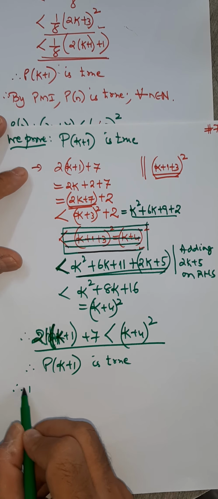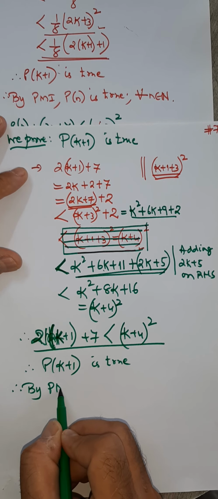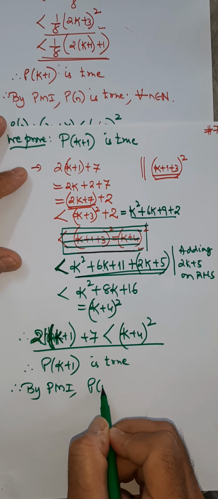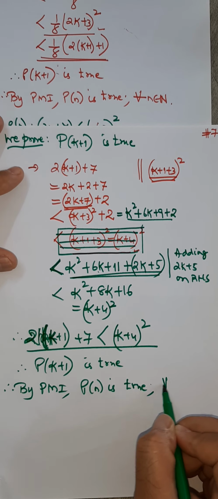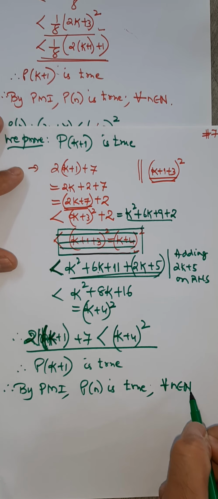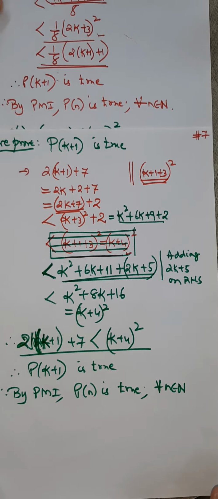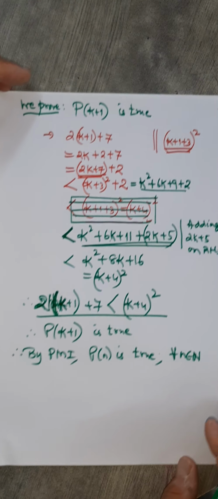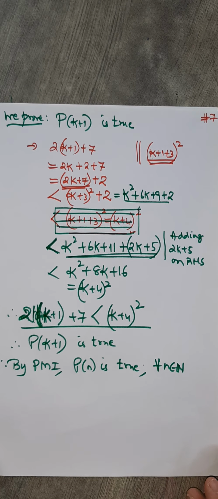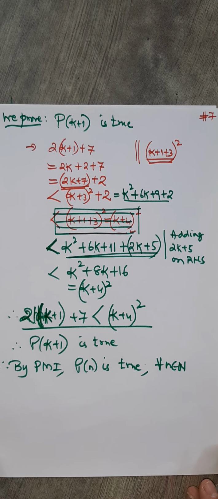And therefore, by PMI, Pn is true for every n belongs to N. So the statement is always true. The given statement is always true. You can put any n, the statement would hold true. Fine, that's a proof.